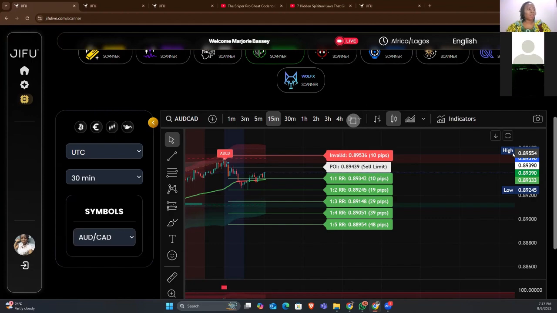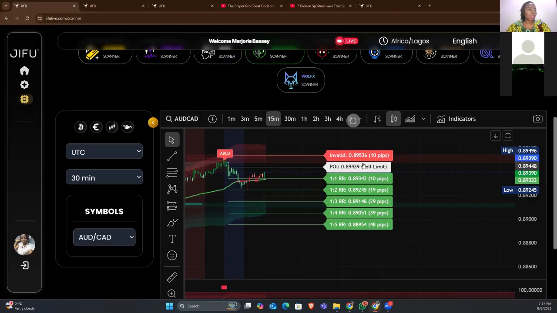And then you have the one-to-one RR. RR means risk to reward. In other words, you can call it TP1. TP1 is 1-to-1 RR, TP2 is 1-to-2 RR, TP3 is 1-to-3 RR, TP4 is 1-to-4 RR, and like that. So now, when they say 1-to-1 RR, it simply means that if you go to where you see invalidation in red, the number of pips you stand to lose in this trade is shown there.